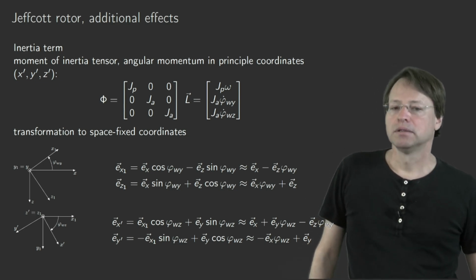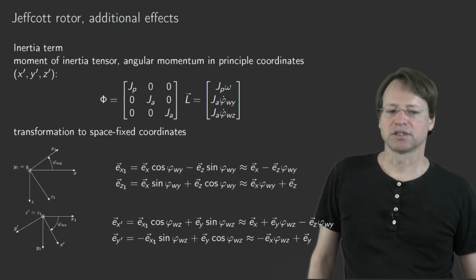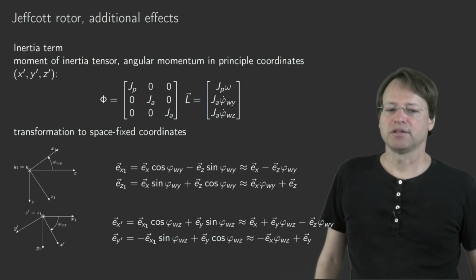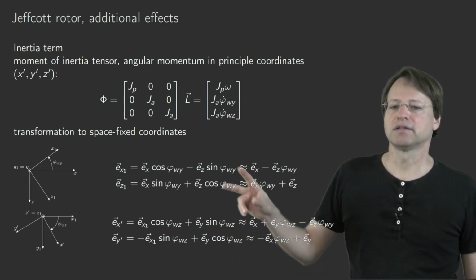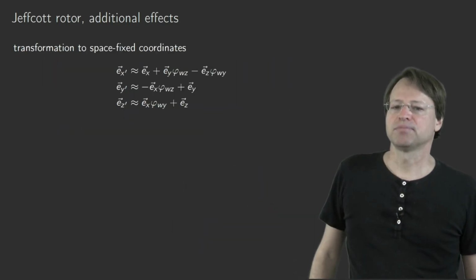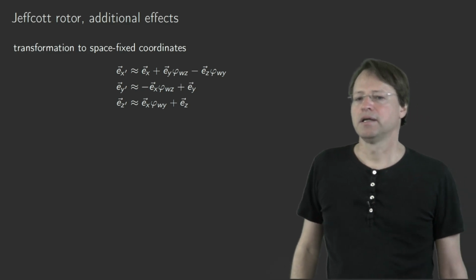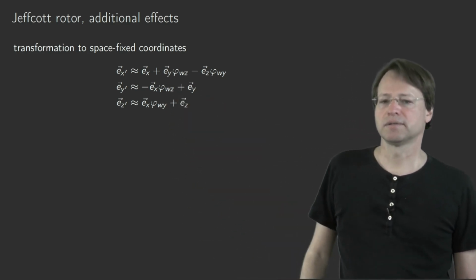So that's the technical part, I would say, doing all these transformations. When we summarize these results, we will find the transformations between the space-fixed coordinates and our principal coordinates, and they are summarized here again. It's an approximation because we linearize the dependence here.